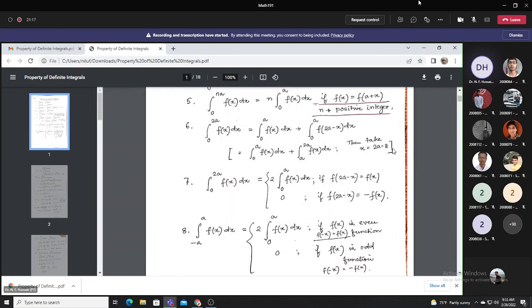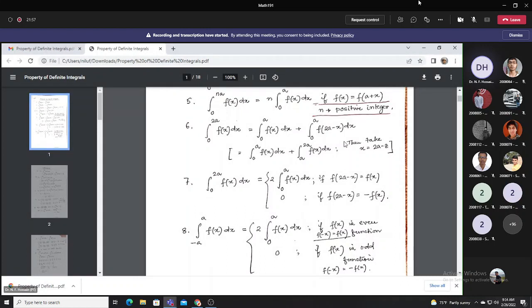When x equals 2a, z will be 0, and when x equals a, z will be equal to a. So ultimately the limit will be a to 0, but there will be a minus, and dx will be equal to minus dz. If you adjust the minus sign with the limits, you will get integral 0 to a f(2a minus z) dz. But you can change the variable. You can write x in place of z. So ultimately it will be integral 0 to a f(2a minus x) dx.